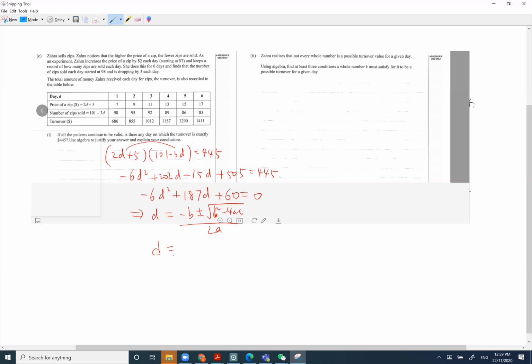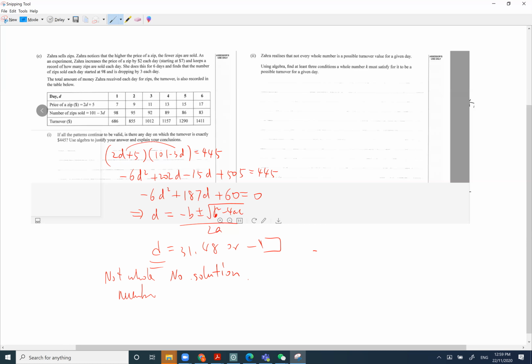Solve it. Negative 6, 187, 16, 31.48. D equals 31.48 or negative something. D means day, so it's not a whole number. No solution. If you have some idea about no solution, you got it correct.